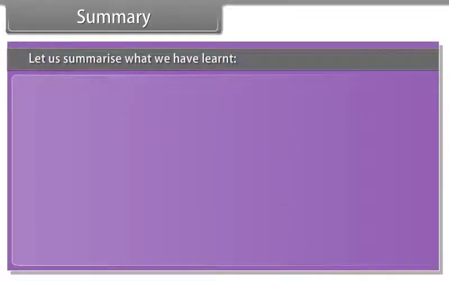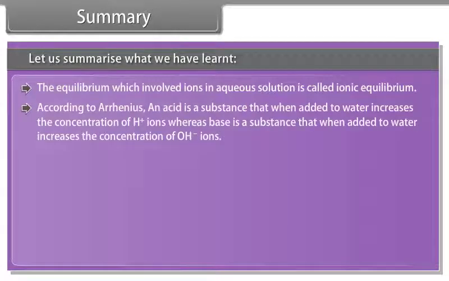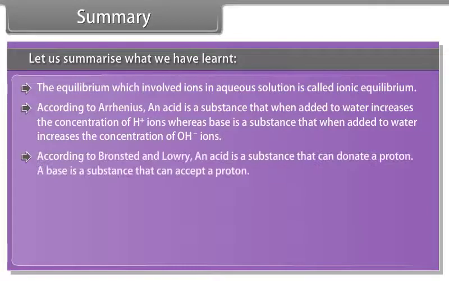Summary. Let us summarize what we have learned. The equilibrium which involves ions in aqueous solution is called ionic equilibrium. According to Arrhenius, an acid is a substance that when added to water increases the concentration of H+ ions, whereas base is a substance that when added to water increases the concentration of OH- ions. According to Bronsted and Lowry, an acid is a substance that can donate a proton. A base is a substance that can accept a proton.